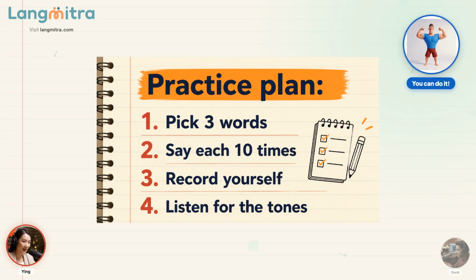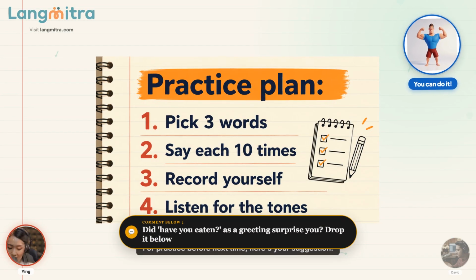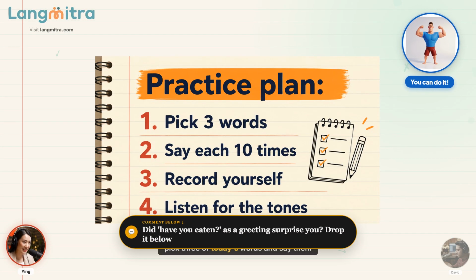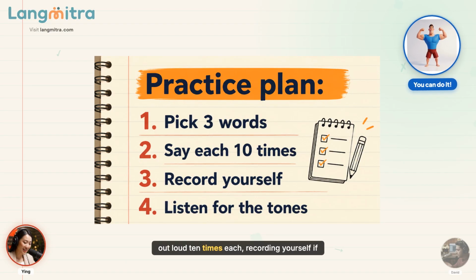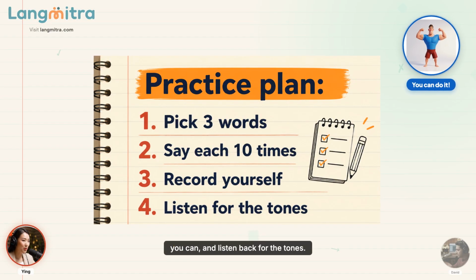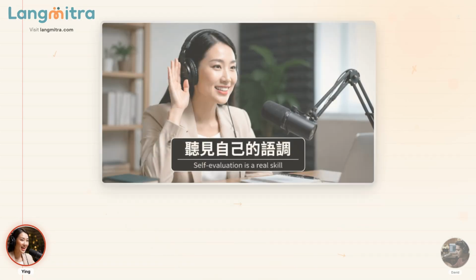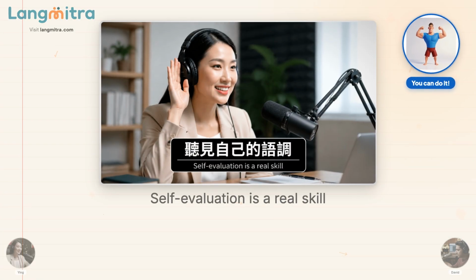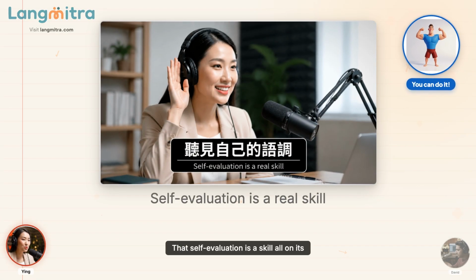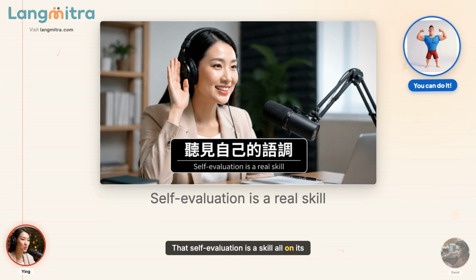So let's wrap up. For practice before next time, here's your suggestion. Pick 3 of today's words and say them out loud 10 times each, recording yourself if you can, and listen back for the tones. Can you hear the dip in hao? The fall in Zàijiàn? That self-evaluation is a skill all on its own.